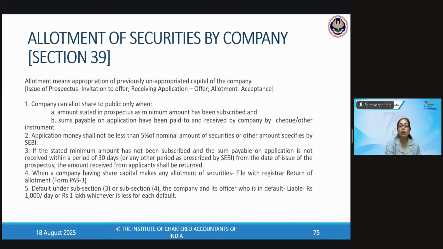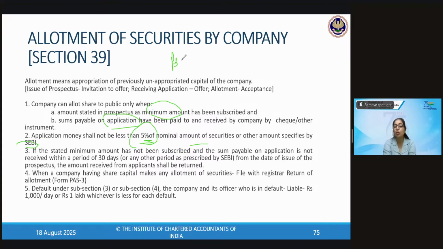So company will allot the shares to the public only when the minimum amount has been subscribed and the minimum application money has been paid. Now this minimum application is actually given by SEBI. So it should not be less than 5% of the nominal amount of securities or any other amount which SEBI has notified. As of now, SEBI ने क्या बोला? 5% of nominal amount से कम नहीं होना चाहिए.